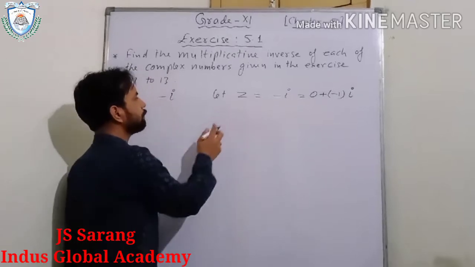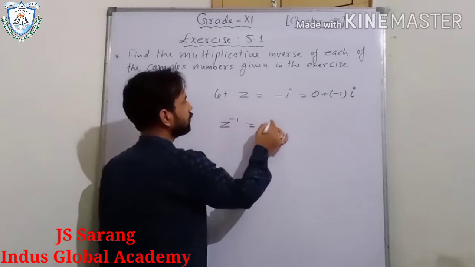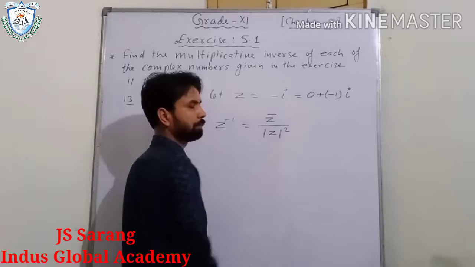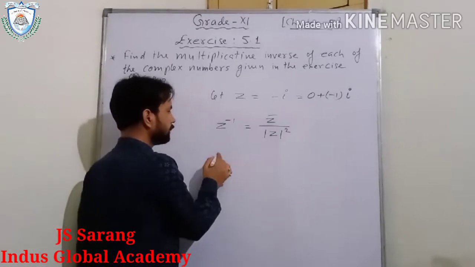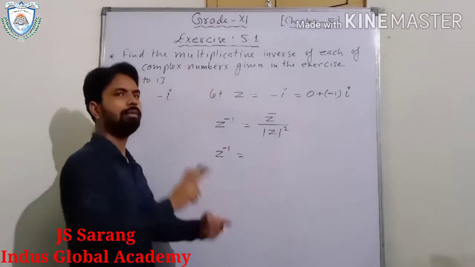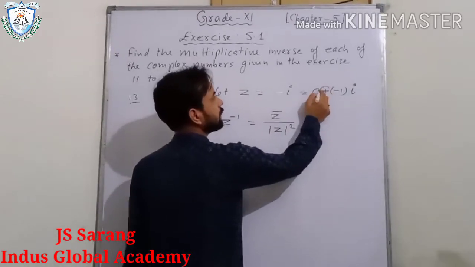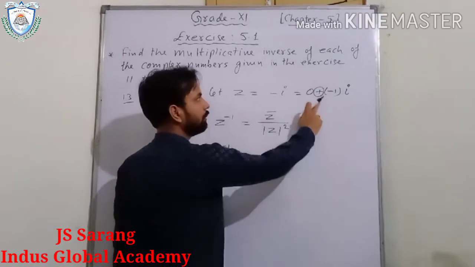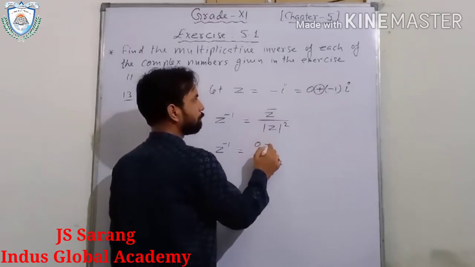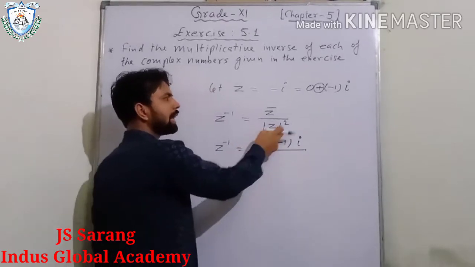Now we have to find its multiplicative inverse. Multiplicative inverse equals conjugate of z upon mod of z square. This is the formula. Now find z inverse equal to conjugate of z. We will change the sign of the imaginary part. So the imaginary part is negative, so we will convert this sign into positive. So it will be 0 plus 1 into i upon modulus z square.